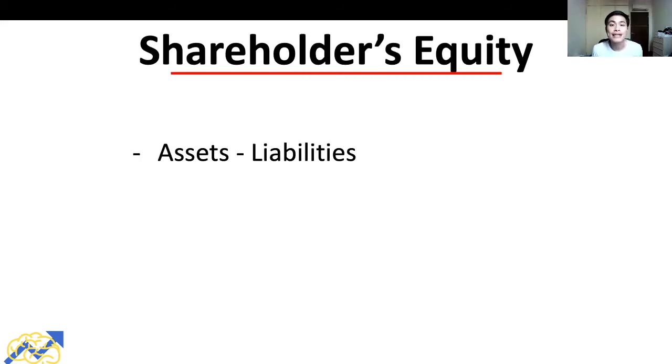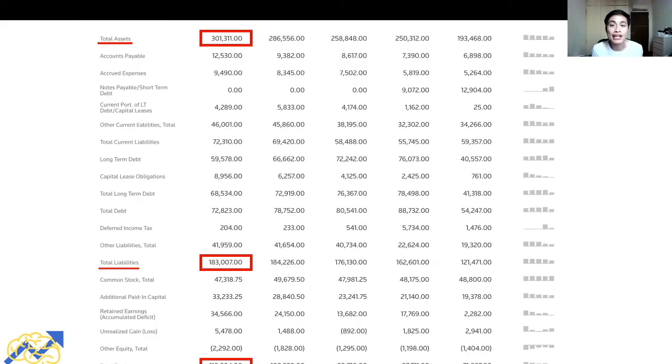To calculate a company's shareholders' equity, we take the company's total assets minus its total liabilities. And that is why shareholders' equity is also known as net assets. And we can find the company's assets and liabilities under its balance sheet. Let's take a look at an example of a company's balance sheet. This is how a company's balance sheet looks like.